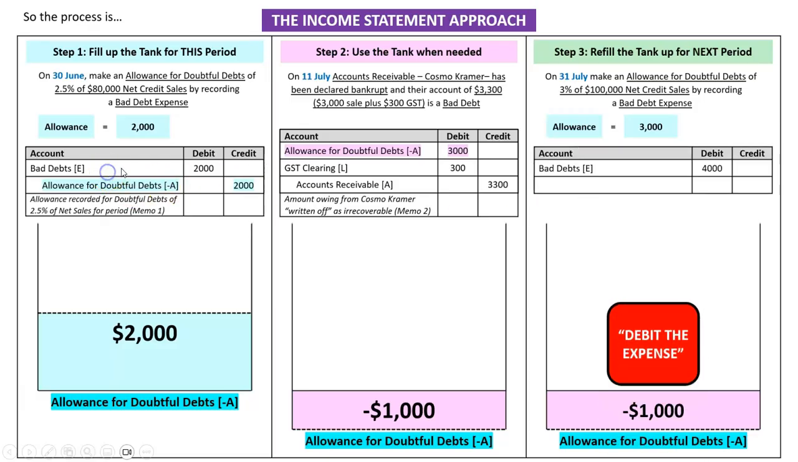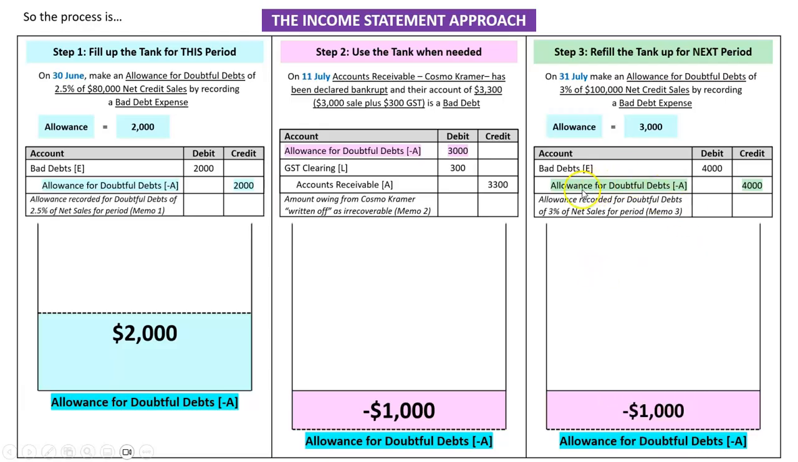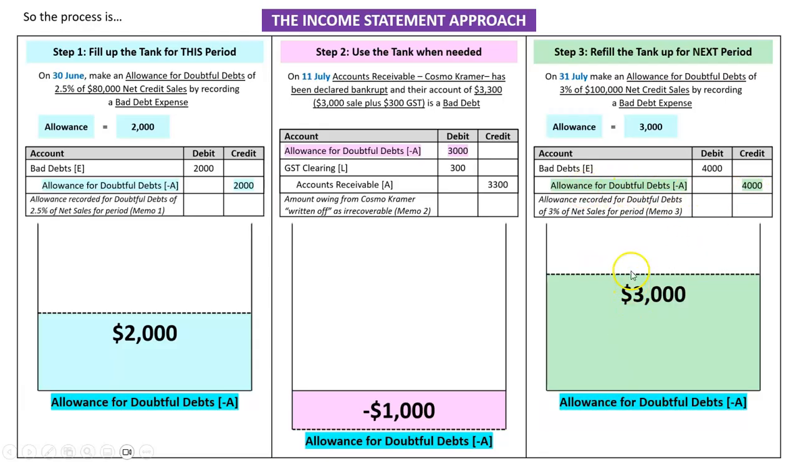We're going to debit the expense called bad debts, and we're actually going to do it 4,000. And the reason we're going to do it 4,000 is that will get it from negative 1,000 in the allowance up to 3,000 here. So what that does here is we do allowance for doubtful debts, and it went from negative 1,000. We increased it by 4,000, so that increased it all the way up to 3,000, and that's what our allowance needs to be. And we would make a narration there saying allowance recorded for doubtful debts of 3% of net sales for the period. So that was a tricky example which does pop up semi-regularly, but the procedure was the same.